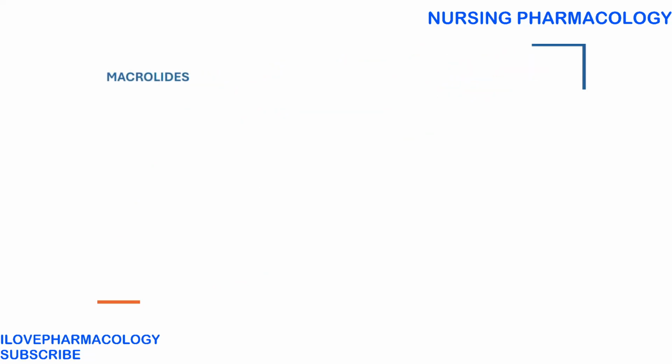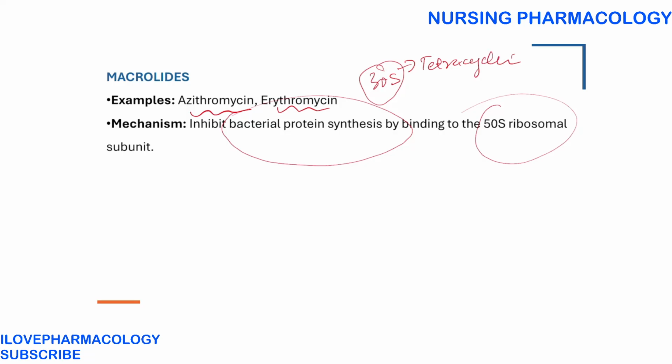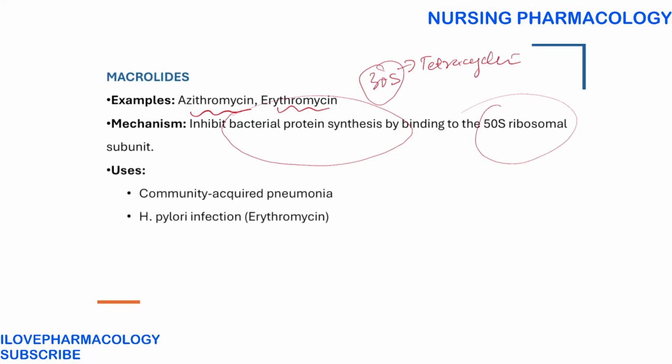So next, coming to the macrolides, they have got a broad spectrum of activity. We have azithromycin and erythromycin. They basically inhibit the bacterial protein synthesis by binding to the 50S ribosomal unit. So which is the drug which inhibits protein synthesis by acting on the 30S ribosomal unit? It is tetracycline. So these are used in the treatment of community acquired pneumonia, that is CAP, and also as a part of the H. pylori regimen it can be used.